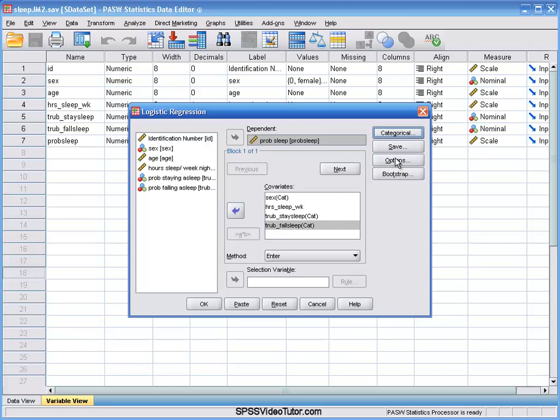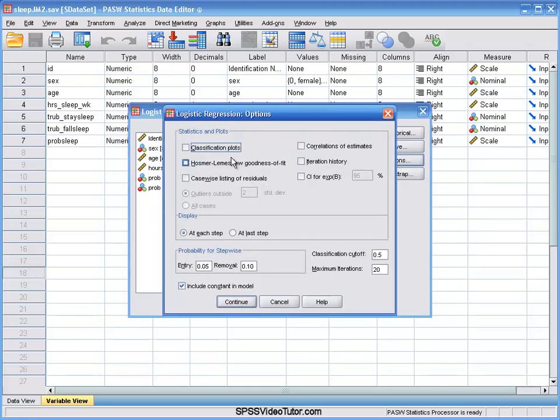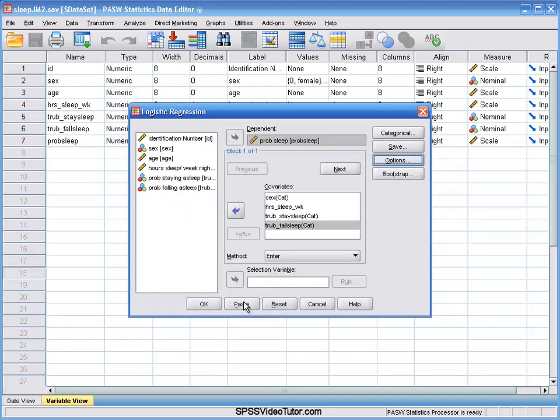We go to options. And then we want to select classification plots, Hosmer-Lemeshow goodness of fit, case-wise listing of residuals. And we also want to select the confidence interval for the exponentiated coefficients, or the odds ratio. And then we click continue, and then we click OK.